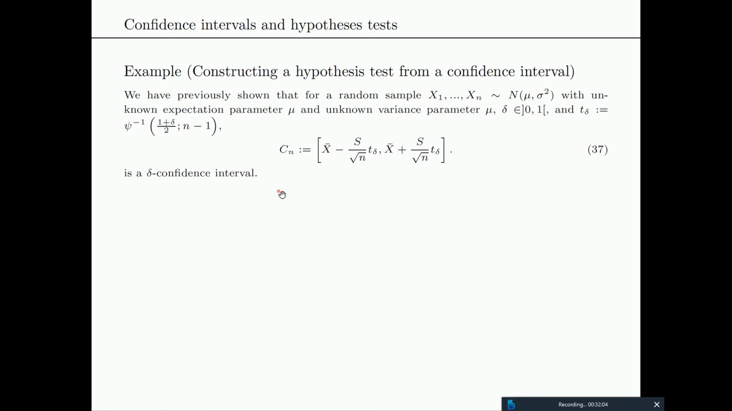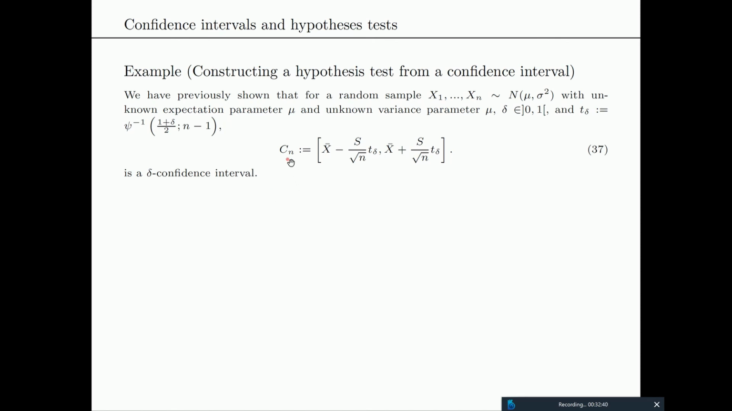So let's look at an example, because then I think it gets clearer. This is an example for constructing a test based on a confidence interval. You can, of course, also construct confidence intervals based on tests. The whole thing is about inverting one or the other. We go now from a confidence interval to a hypothesis test. So we start with a confidence interval and create from it a test. You could also go from a test to a confidence interval, but we go this way around.